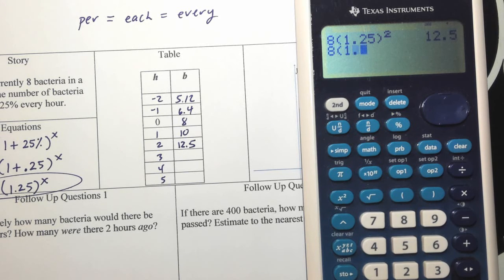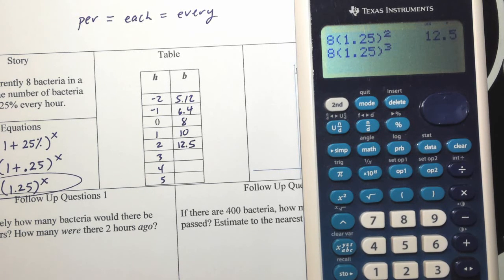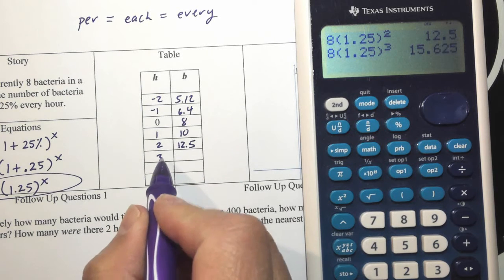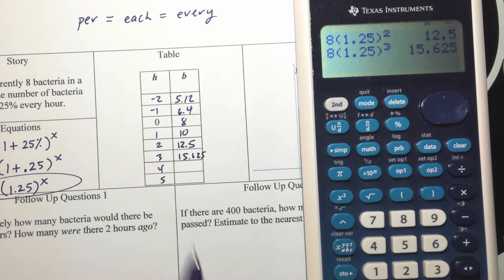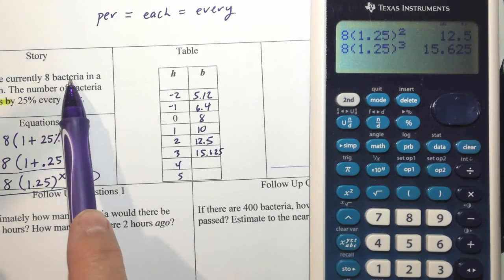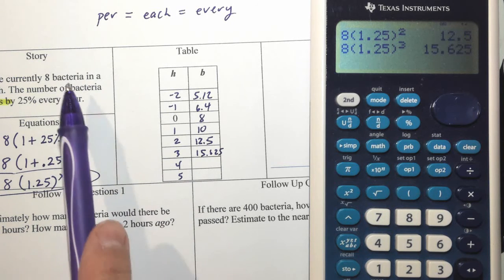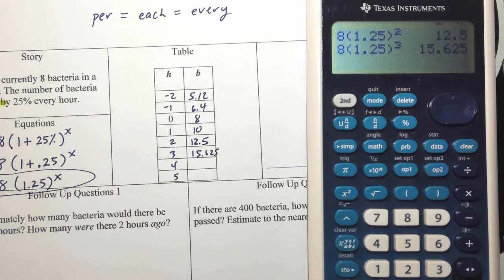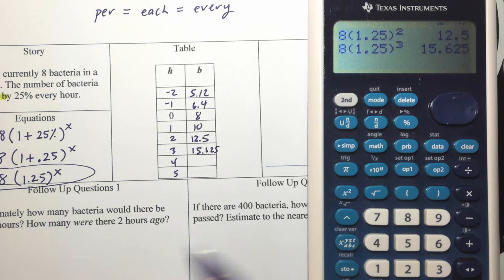Okay, 8 times 1.25 to the power of 3. Bam. So after 3 hours, there are 15.625. Like I said, it's not possible to have 15.625 bacteria. But if you studied biology at all, you know a test could detect 8 million bacteria. So we could call this 15.625 million bacteria.